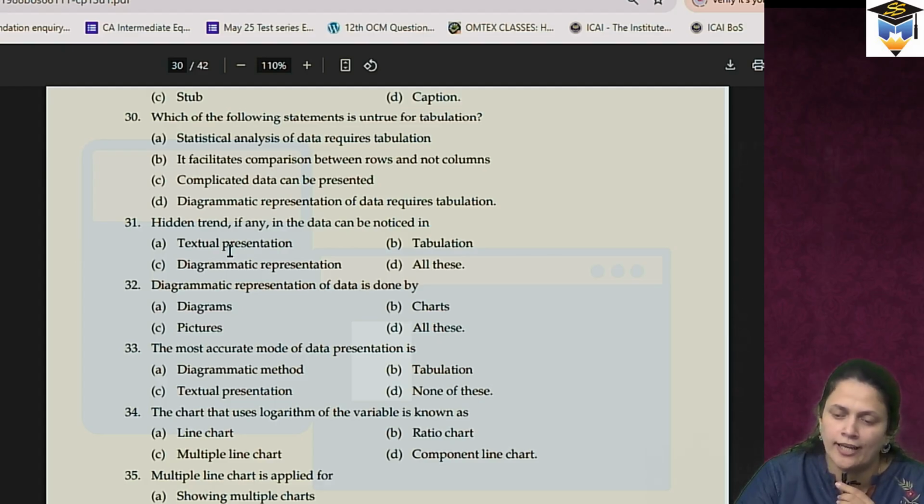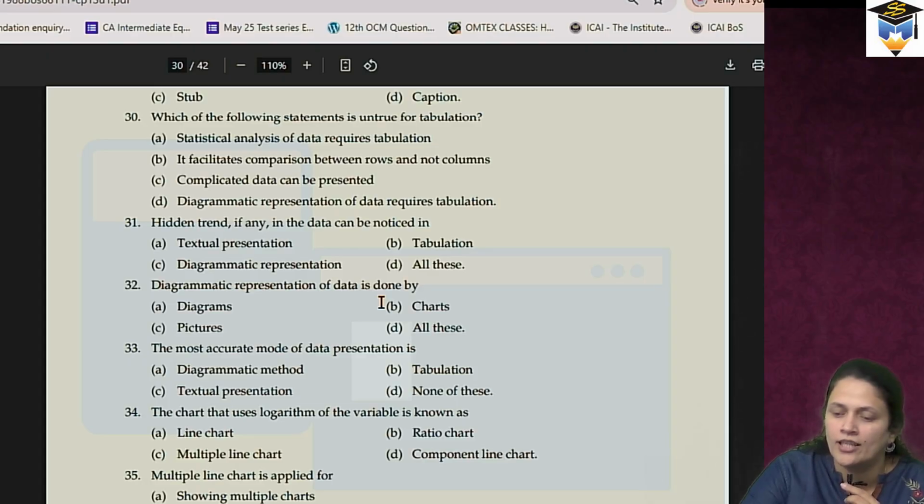31. Hidden trend, if any, in the data can be noticed in diagrammatic representation. Diagrammatic representation of data is done by charts. Charts can also be a diagram. Yes. Pictures. Basically all of these. Pictograph. Correct. So all of these is the answer for this.